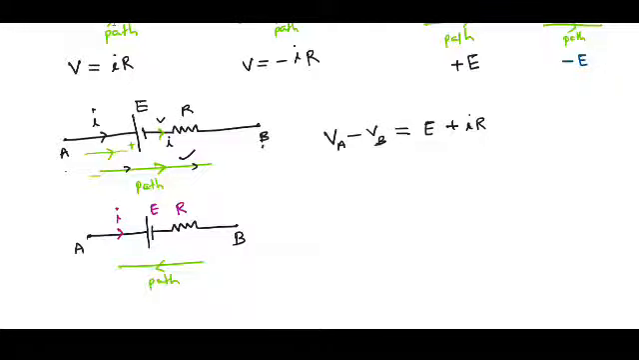The potential difference between the points, I will write VB first, because we are going from B to A. Therefore, VB minus VA, the potential difference between the two endpoints, is equal to: the current is along this direction, the path is along the opposite direction. Therefore, here I have to write minus IR.